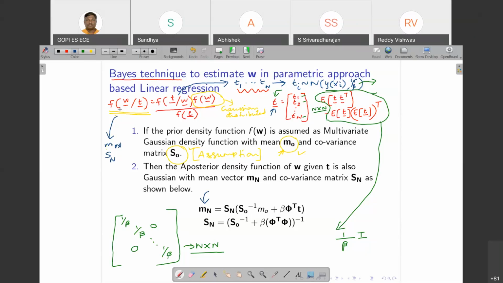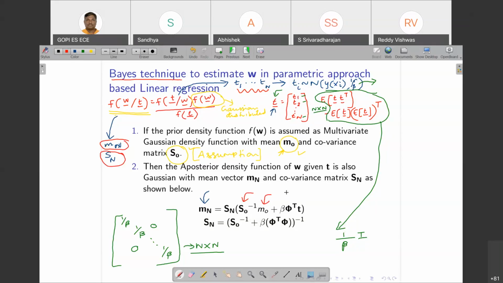What I'm trying to say here is f of w given t is also Gaussian with mean vector mn, and covariance matrix Sn can be related to the covariance matrix of f of w, which is S naught here, right? So Sn is given as beta 5 transpose 5 the whole inverse, right? 5, the whole inverse means this whole thing is having that inverse term in it, right?